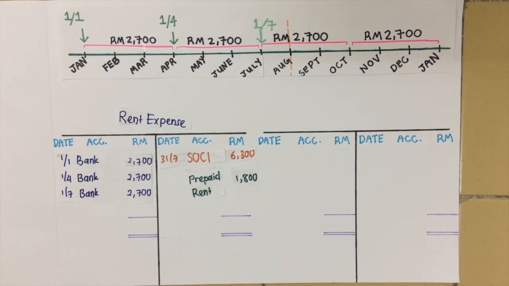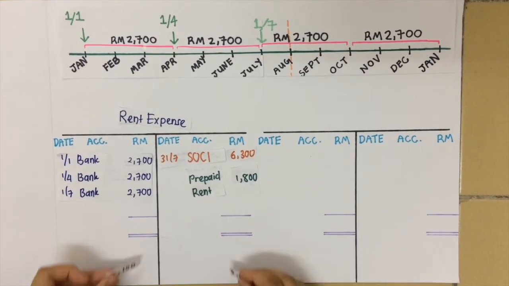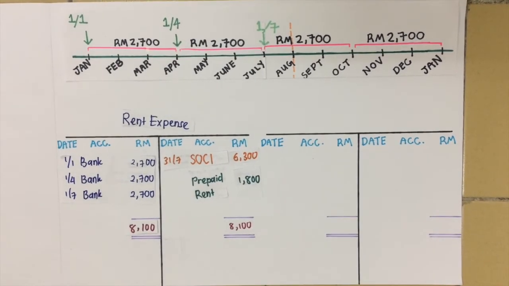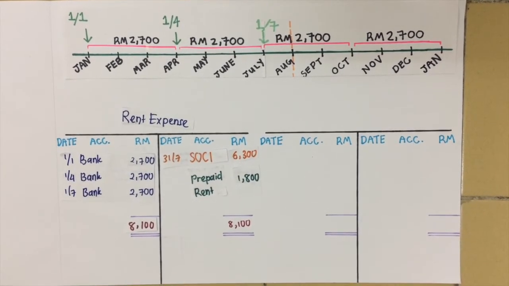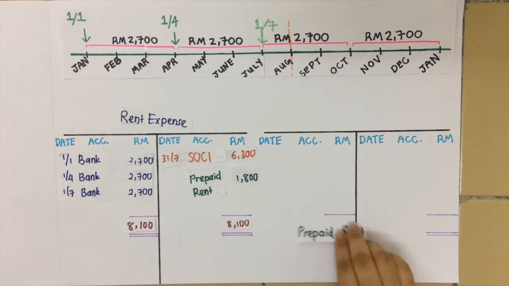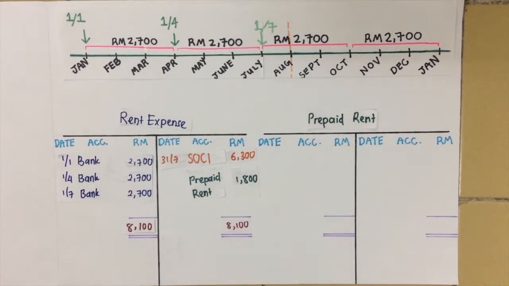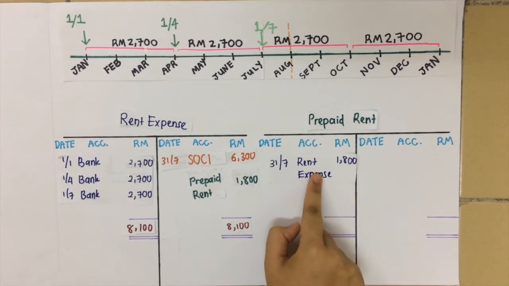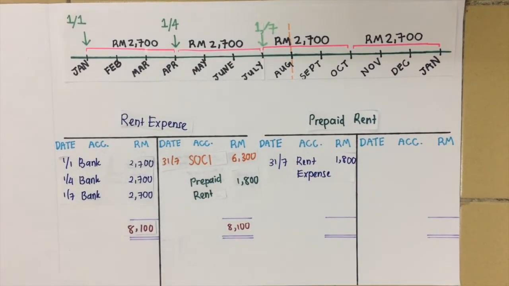For the amount that is not relevant to the financial year, we will take it out, and in this case, it's the payment made for August and September. We'll write this amount as prepaid rent, 1,800, and we're done. Finally, we'll open the prepaid rent account and transfer the amount to the debit side.